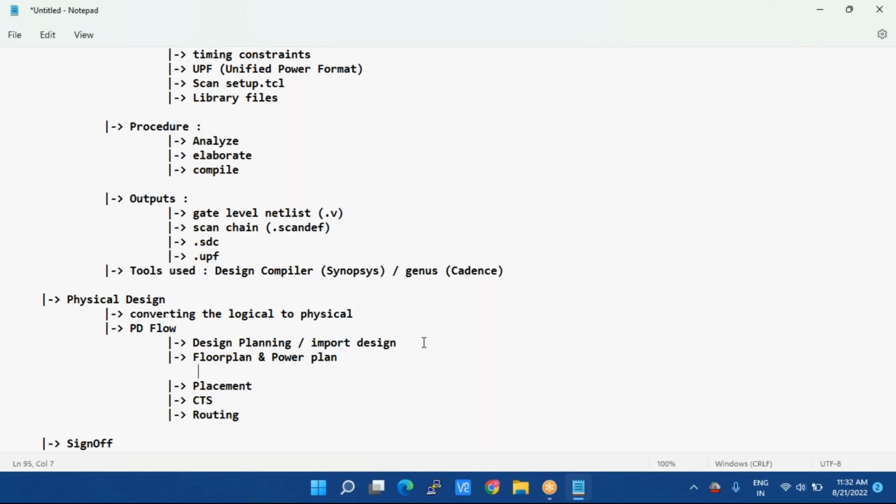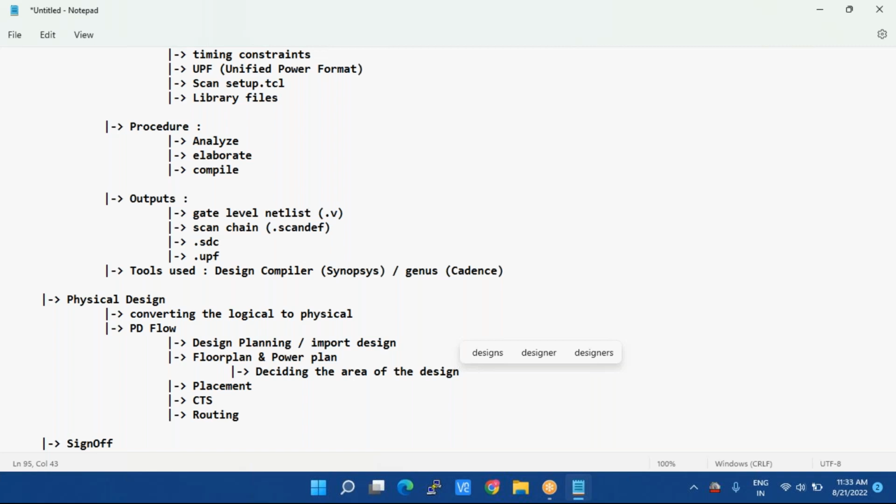So next, in the floor plan stage, you will be deciding the area of the chip, or let's say the area of the design which you are performing, and you will try to place some cells inside that particular floor plan. Okay, cells are kind of your circuits, which will be divided into two terms majorly: your macros and standard cells.